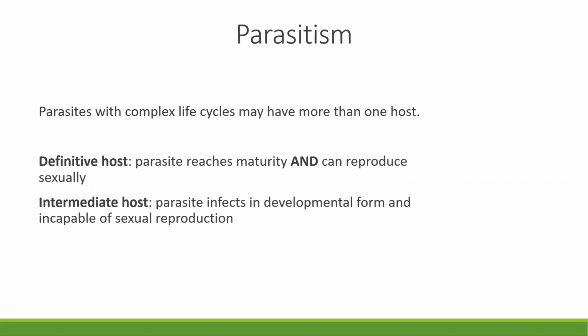Now, parasites have very complex life cycles, and they often have more than one host that hosts, no pun intended, different parts of that life cycle. You can have a definitive host, and the definitive host is where that parasite reaches maturity and can reproduce sexually. So there's two components to it. It has to reach maturity, and if that parasite can reproduce sexually, it can do so in that host.